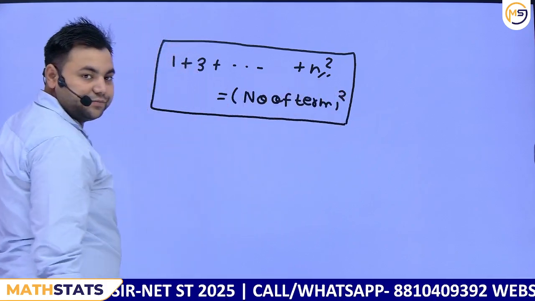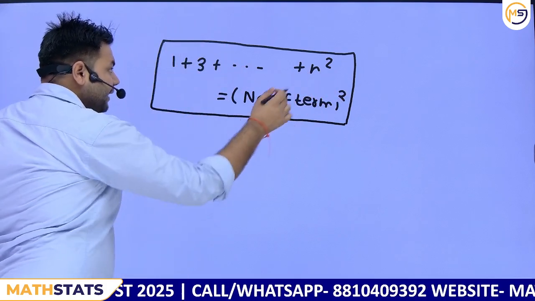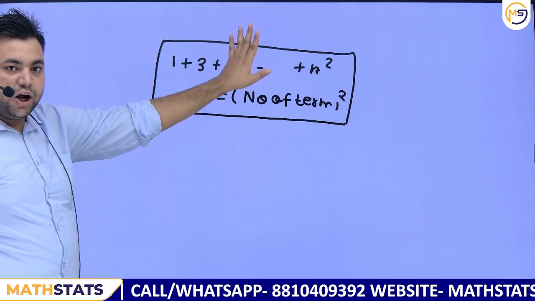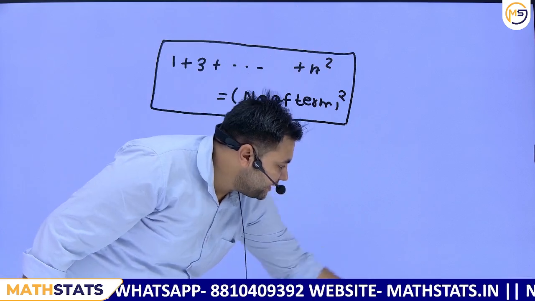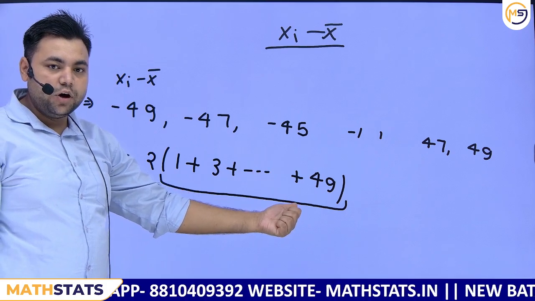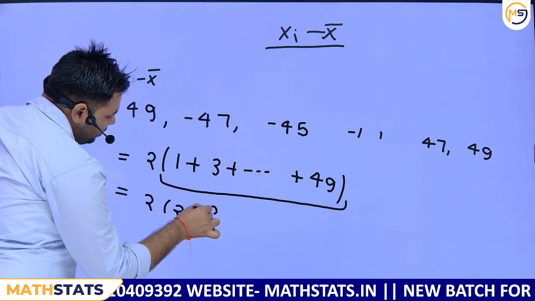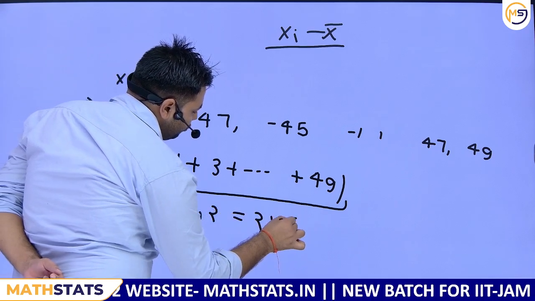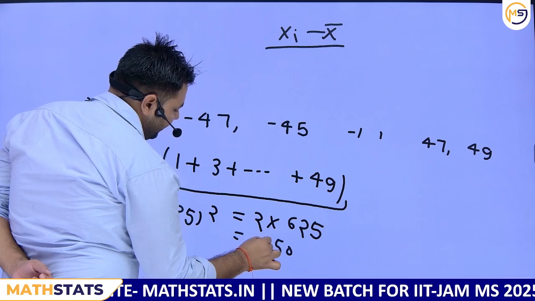Square. Okay, so this is the summation of first n natural odd numbers. The summation of first n natural odd numbers equals the number of terms, then square that. So this is the series of natural odd numbers and there are 25 odd numbers. So you can easily say 2 into 25 square, so 2 into 25 square equal to 1 into 2, 6 to 5. So this equal to 50 and 1250.